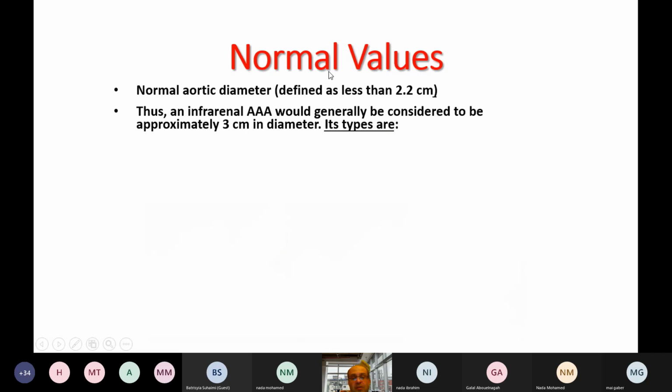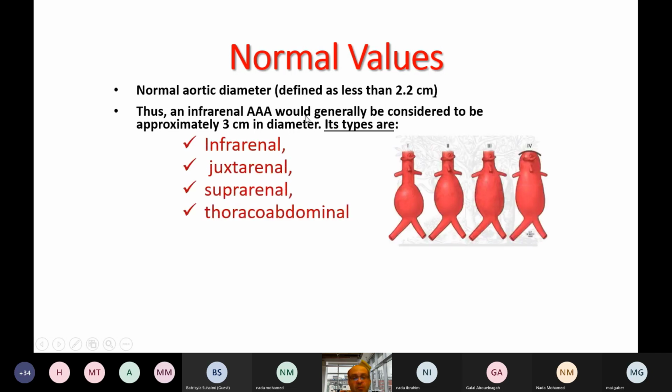The important aneurysm for us as vascular surgeons is the abdominal aortic aneurysm. The normal aortic caliber maximum is 2.2, but the average is 1.6 to 2.2. 2.2 is in giant persons, as in a basketball player, for example.